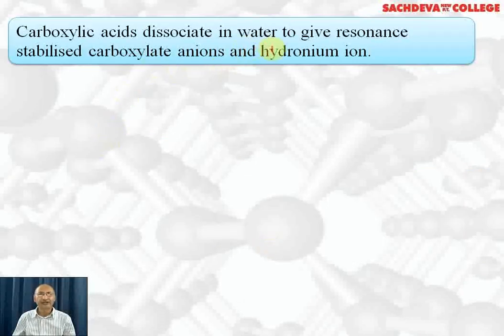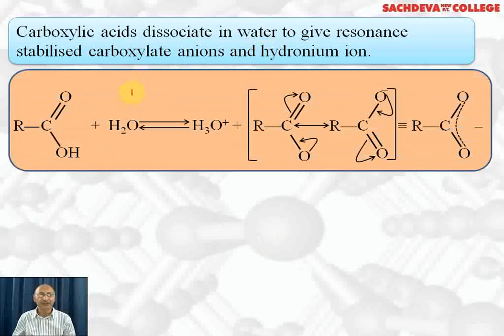Carboxylic acids dissociate in water to give resonance stabilized carboxylate anions and hydronium ions. RCOOH when put in water will give hydronium ion and carboxylate ion, which is resonance stabilized. If you are asked why the carbon-oxygen bond lengths in carboxylate ion are equal, your answer is due to resonance. Here the negative charge is delocalized over both the oxygen atoms, so it is more stable, and that is why carboxylic acids are acidic in nature.